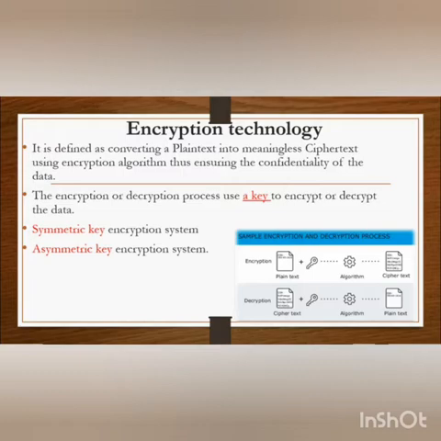The encryption or decryption process uses a key to encrypt or decrypt the data. So how do they encrypt or decrypt the text? Using a key. That we will learn with an example, so it will be easy for you to understand. At present, two encryption technologies are widely used. They are the Symmetric Key Encryption System and the Asymmetric Key Encryption System.